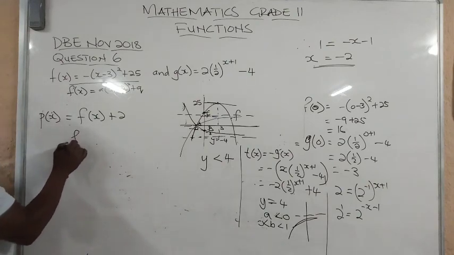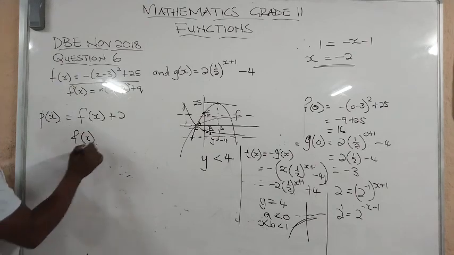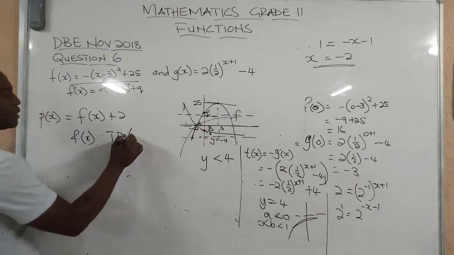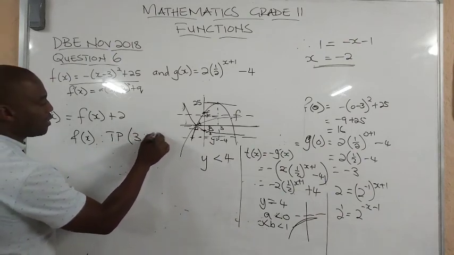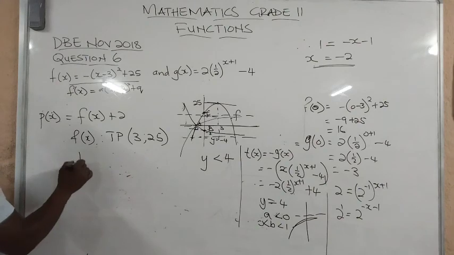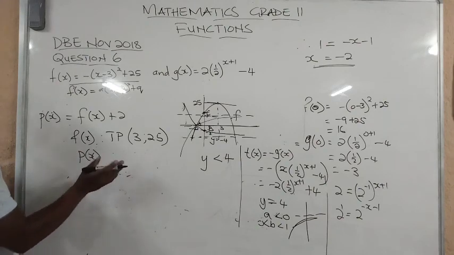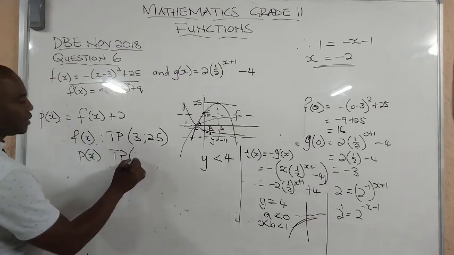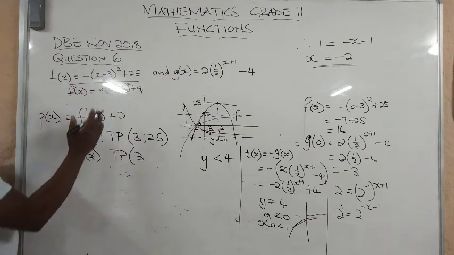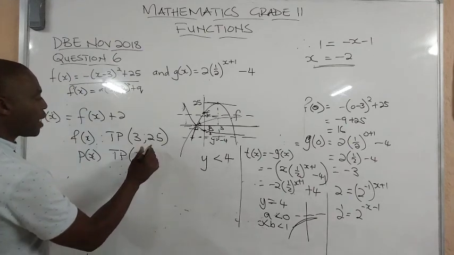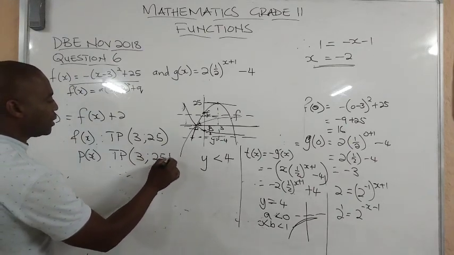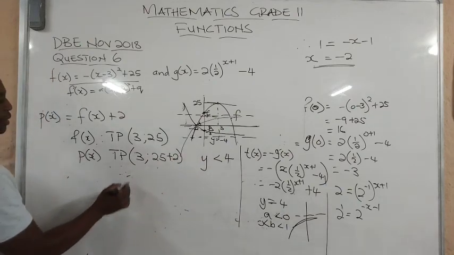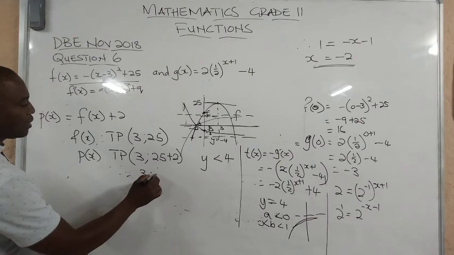So we know that for f of x, the turning point is (3, 25). So for p of x, if we are moving f of x 2 units up, the turning point's x will not change because it's a vertical shift, but the y coordinate will be moved up by 2 units, so it will be 25 plus 2. That will give us (3, 27).